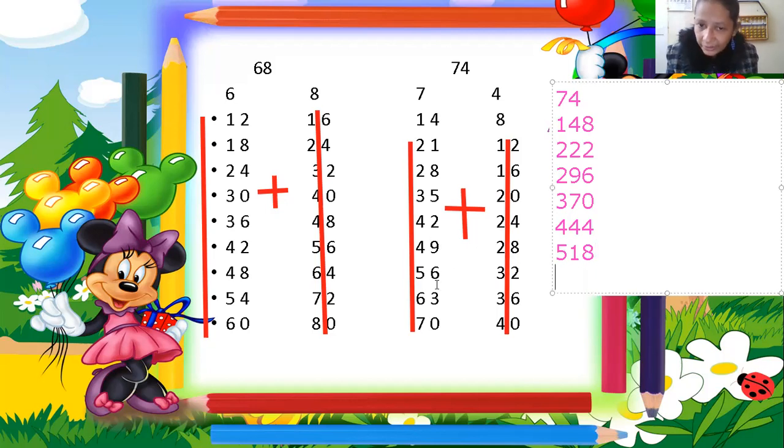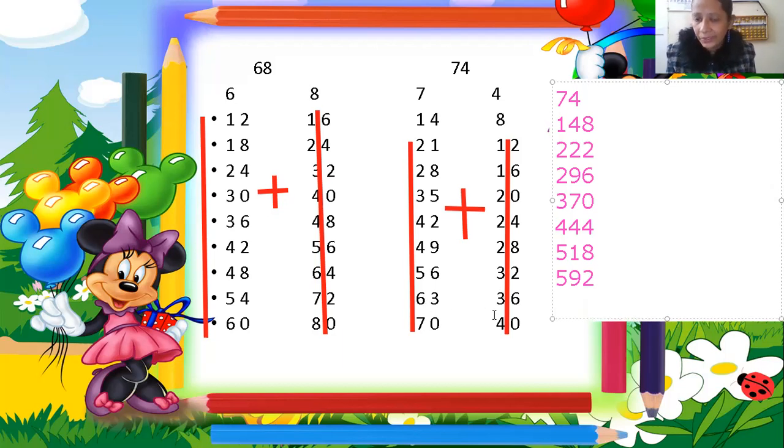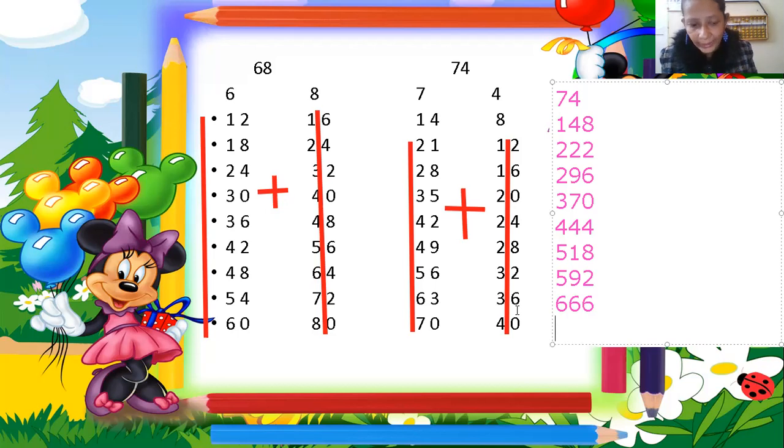Next लाइन के बीच में देखिए this is 56 plus 3. 56 plus 3 is 59. 59 I have written here and इसके साथ में ये 2 है तो 2 here I have written as it is. Next you see 63 plus 3 लाइन के बीच में है. 63 plus 3 is 66. 66 I have written here and ये 6 लास्ट में ऐसे ही है तो 6 I have written as it is. Next you see लाइन के बीच में 70 plus 4 है, so 70 plus 4 is 74. 74 I have written here and 0 here I have written as it is.